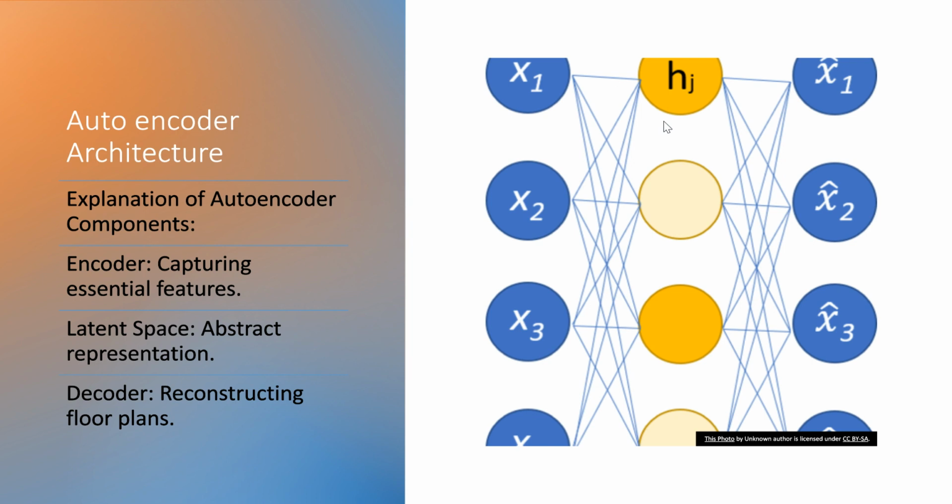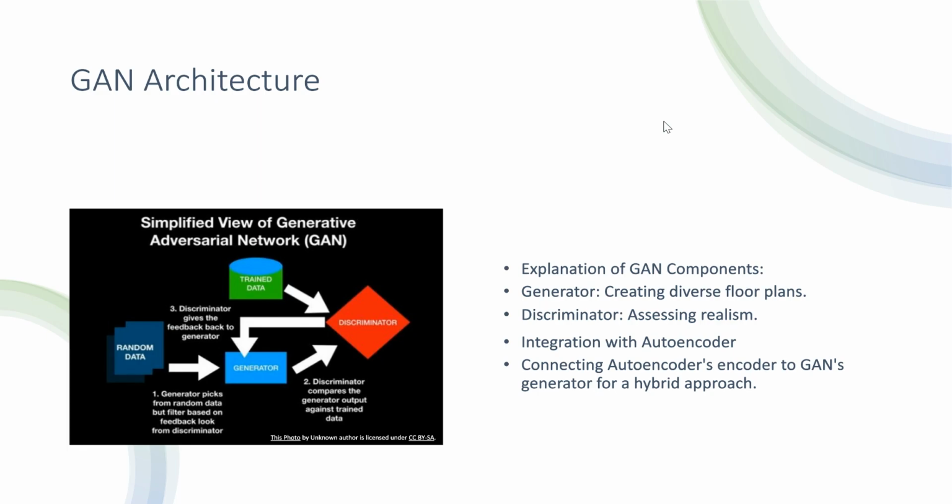Let's now move forward to explore the complementary component of our model, the GAN. Now, let's shift our focus to the other key player in our hybrid model, the generative adversarial network, or GAN. The GAN component introduces an exciting dynamic by incorporating adversarial training, aiming to generate diverse and realistic floor plans.